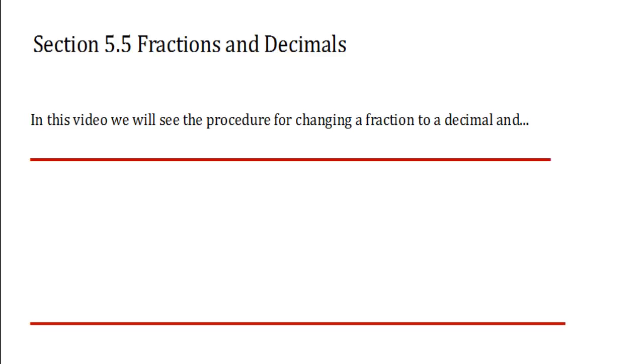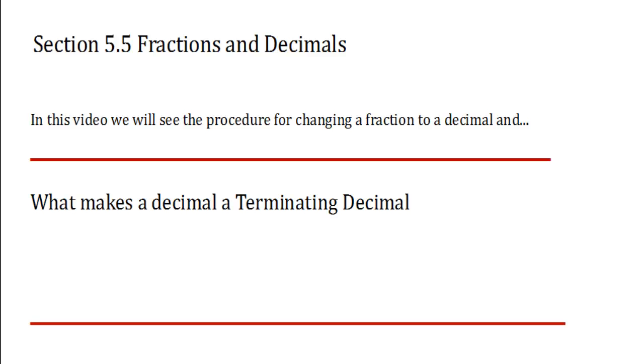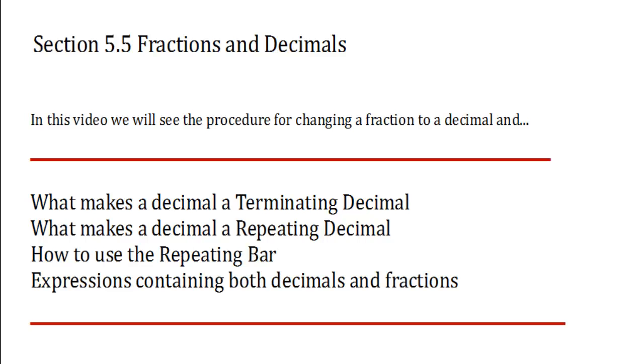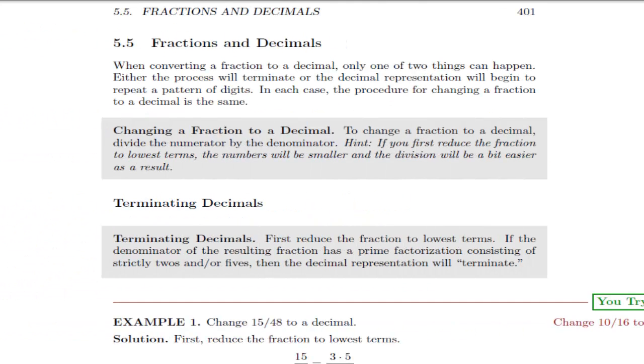Section 5.5 Fractions and Decimals. In this video we will see the procedure for changing a fraction to a decimal and what makes a decimal a terminating decimal, what makes a decimal a repeating decimal, how to use the repeating bar, and expressions containing both decimals and fractions. When converting a fraction to a decimal, only one of two things can happen.